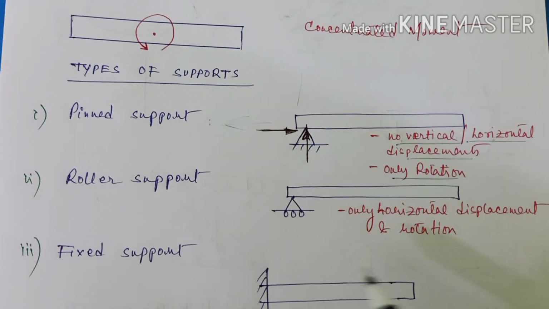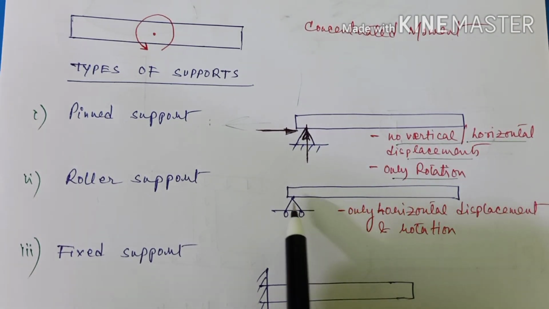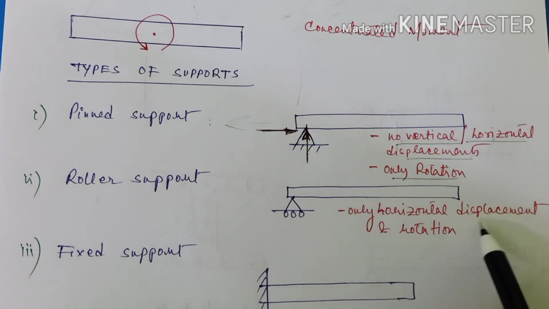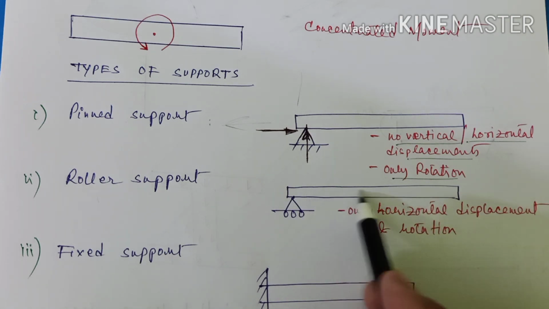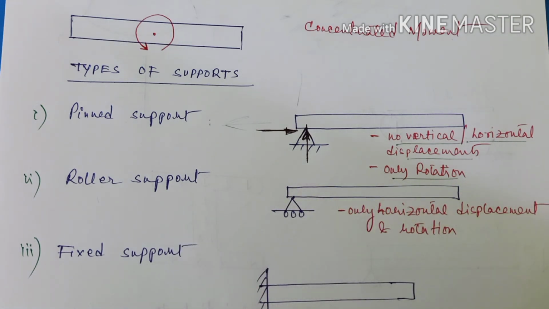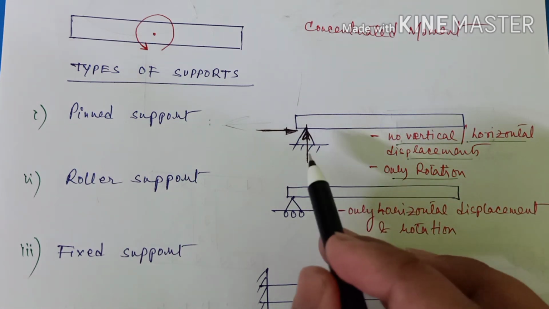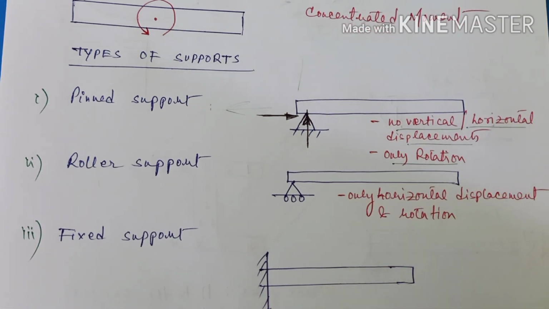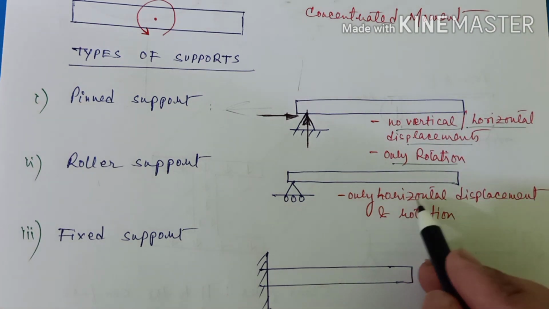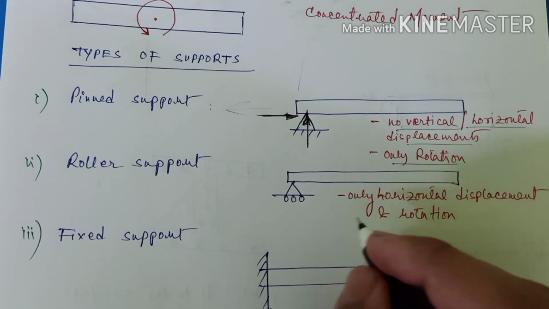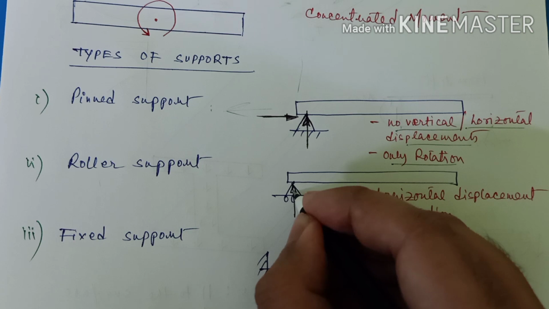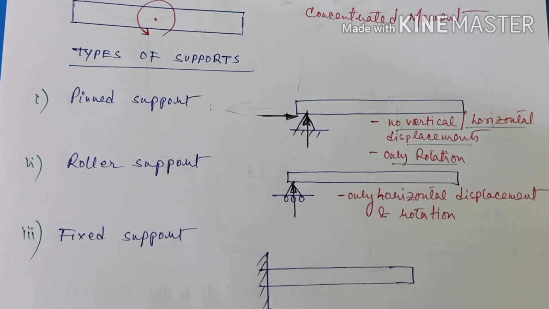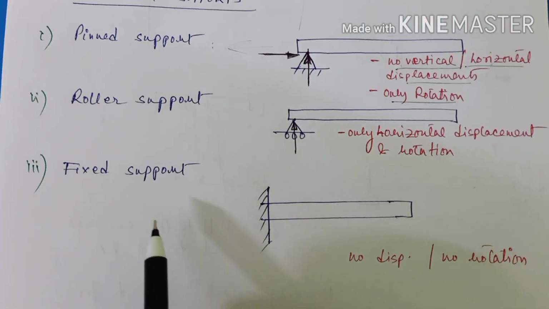In the second type of support, that is roller support, we will have only horizontal displacement, no vertical displacement, either to this side or to this side. We can also have rotation. So here only one degree of freedom is restricted, that is the vertical displacement. So in the case of roller support, we will have only a vertical reaction, right?